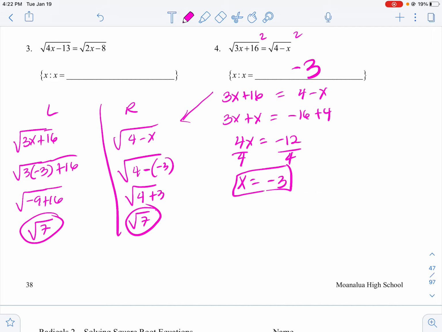All right, there you have it. That's how you solve square root equals square root. I hope this lesson is helpful as you complete your homework for today's lesson.